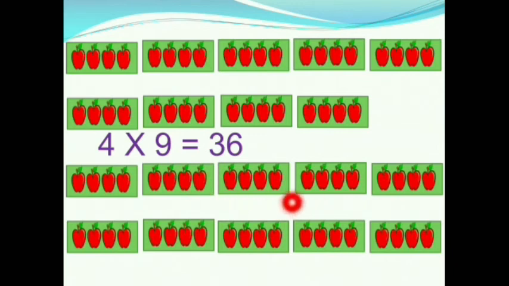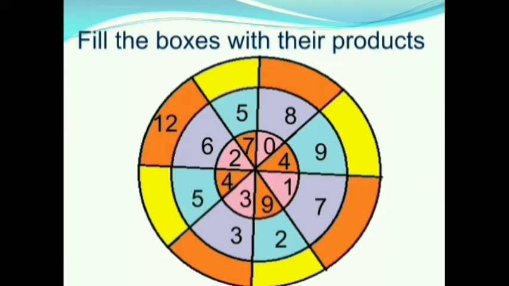See here. How many boxes are there? 1, 2, 3, 4, 5, 6, 7, 8, 9, 10. 10 boxes which has 4 apples. 4 is repeated 10 times. So we will write 4 into 10. 4 tens are 40. Children, observe the given chart and we should fill the boxes with their product.